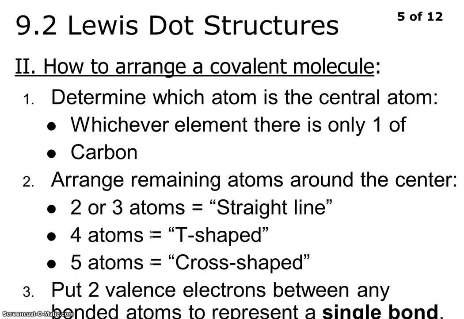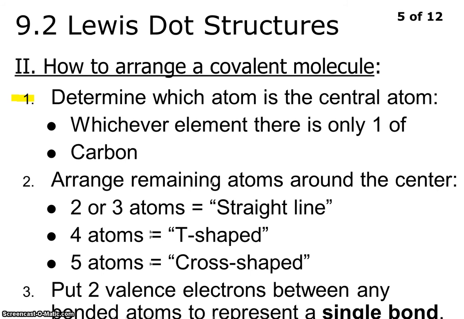So how can you make a covalent molecule? How do we do this Lewis dot structure? Step 1 is to determine which atom is the central atom. It's going to be whichever element there's only one atom of, or if there is more than one single atom, it's going to be the carbon. Carbon always goes in the center.